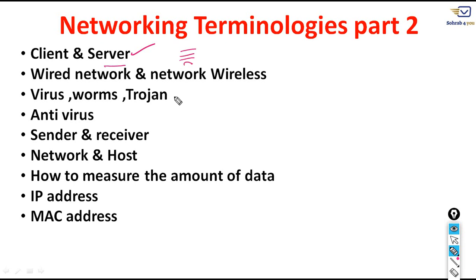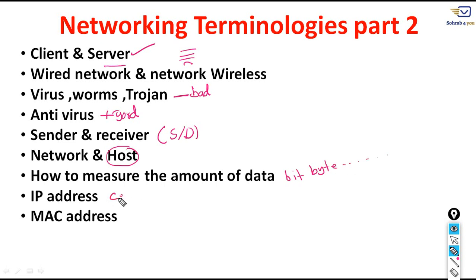The word Trojan is a bad program or software. Antivirus is a good program or software, which is going to save us. Sender and receiver, also called source and destination, is someone who sends the data and receives the data. Network means the common address. Host is the specific address. We also covered how to measure the amount of data, like bit, byte, kilobyte, megabyte, gigabyte.